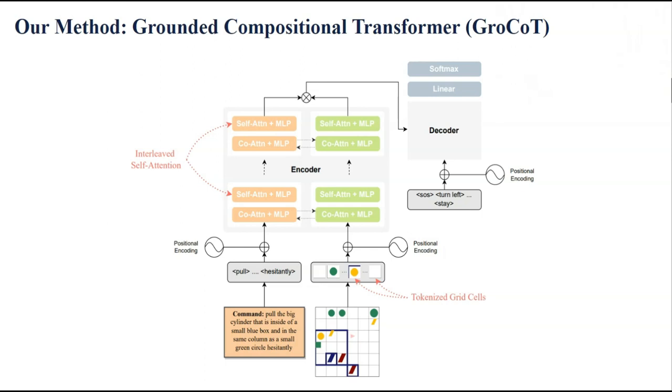For the language stream, the input command is tokenized and the corresponding embeddings along with the position encoding are fed to the stream. For the visual stream, previous methods used CNNs to encode the world state. But instead of using CNNs, we directly tokenize each cell of the grid world and feed it into the stream along with the position encodings. In addition, we also interleave self-attention layers in between co-attention layers in the encoder. We found that all these modifications majorly influence the compositional generalization abilities of our model. Finally, the encoder representation is fed to the decoder, which auto-regressively generates the action sequence for executing the command.